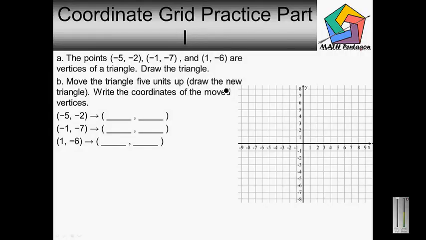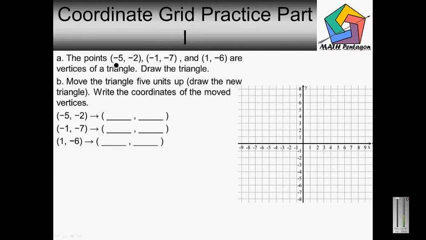Coordinate Grid Practice Part 1. The points (-5, -2), (-1, -7), and (1, -6) are the vertices of a triangle. Draw the triangle on the coordinate grid.